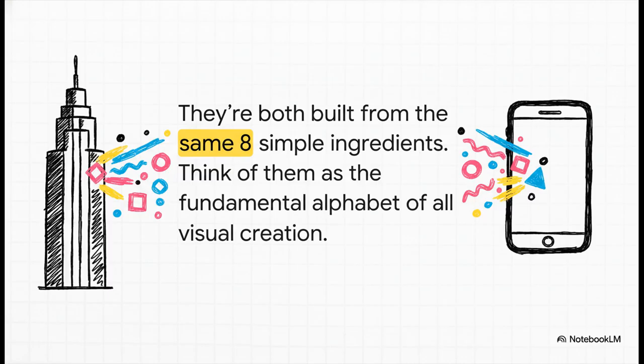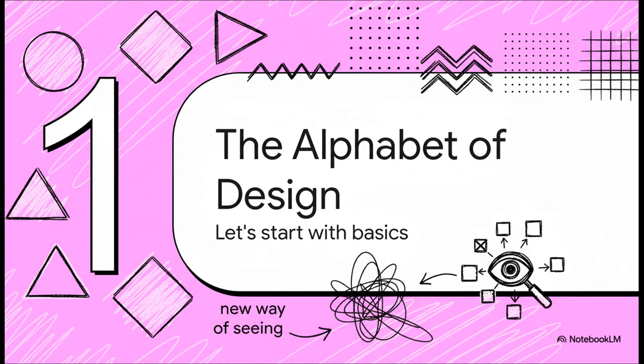It's like they share this fundamental visual DNA, an alphabet for everything we create. So let's learn that alphabet, shall we? By the end of this, you're not just going to see a poster or a web page anymore. You're going to see the choices, the thought process behind it. You'll start to get not just what you're looking at, but how it was all put together.